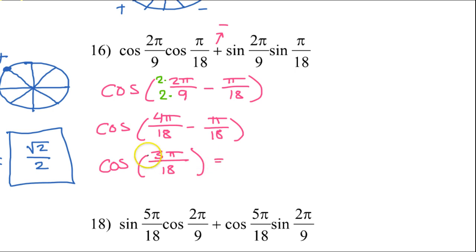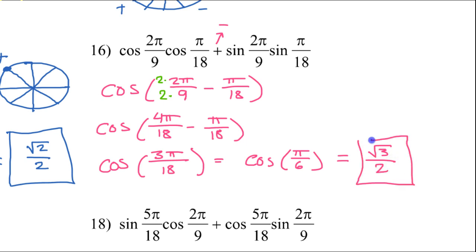Now, 3 goes into 18 6 times. So this would be the same thing as the cosine of pi over 6. Just reducing 3 into 18. And we have memorized that the cosine of pi over 6 is radical 3 over 2. So that's the answer for number 16.